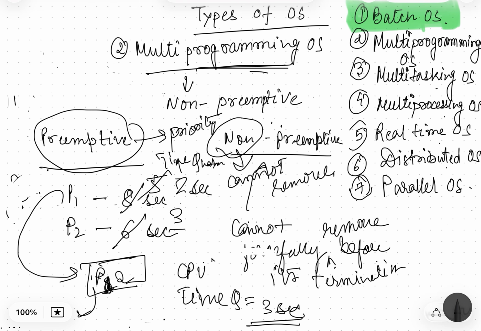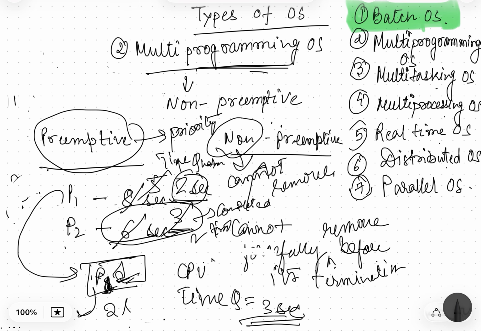Now P2 has only 3 more seconds left, so P2 gets completed here. After executing the 3 seconds, it has completed its full execution in 2 times. But in case of P1, we see 2 seconds are still left for P1 to complete totally. So what happened? After P2 has completed its execution and been removed from the CPU, P1 enters again and now it executes only for 2 seconds, though the time quantum is 3 seconds, but it just needs 2 more seconds to complete, so it is executed for 2 seconds.